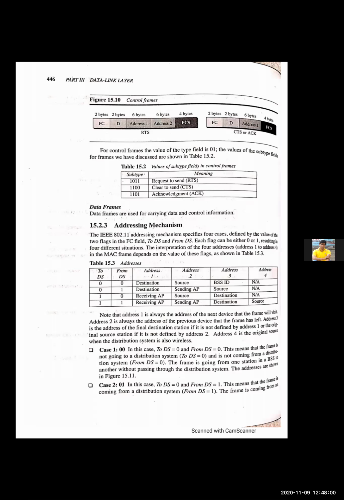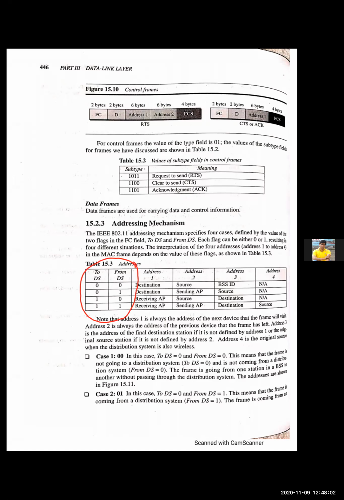Clear? If 2DS is 0 and from DS is 0, then address 1 will be the destination address, address 2 will be the source address, address 3 will be the BSS ID, and address 4 is not available. Clear? So you need to know these 2DS and from DS values, written here as case 1, case 2, case 3 and case 4. All 4 are given.